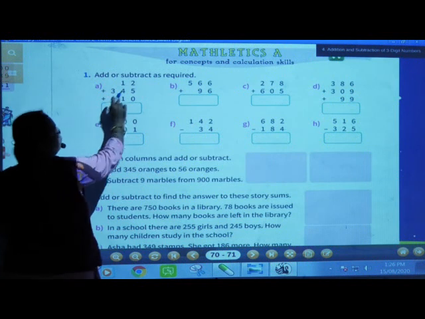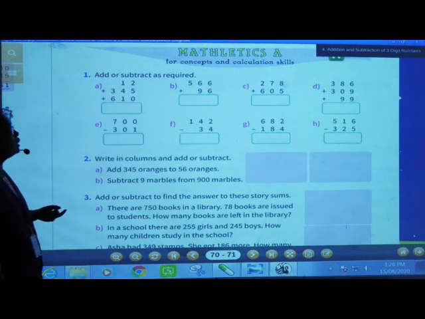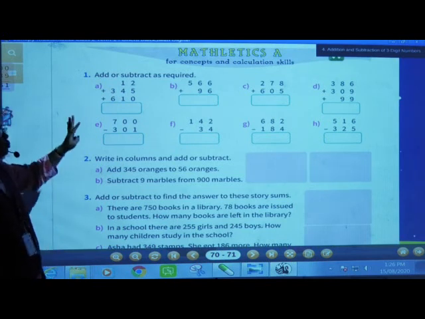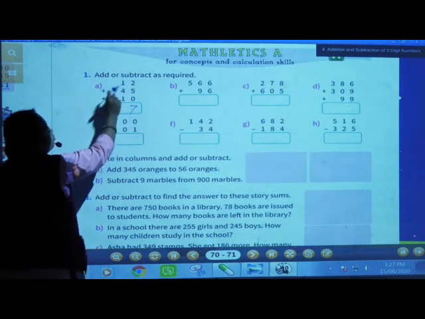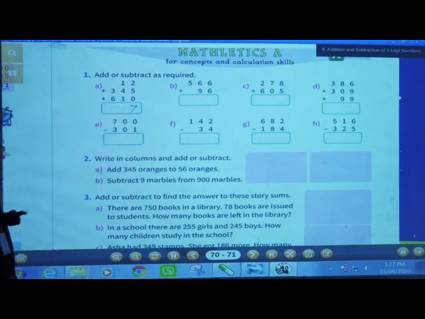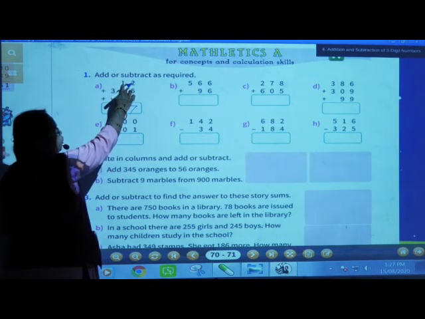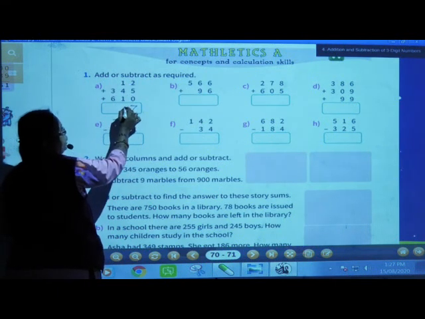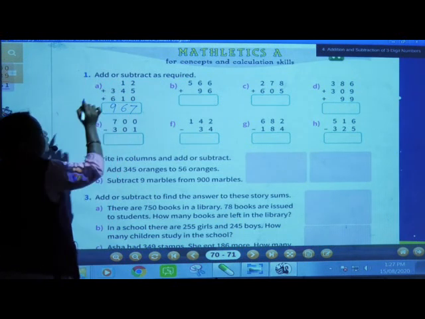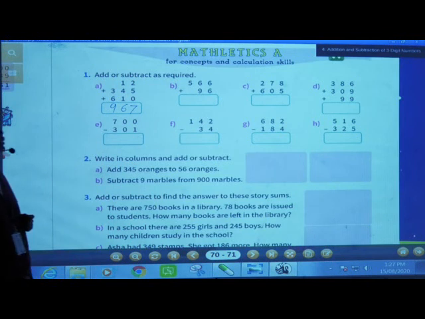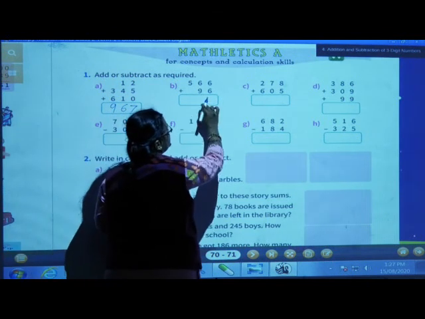So 2 plus 5 is 7 and plus 0 means nothing, so 2 plus 5 is 7. Then 1 plus 4 is 5 and plus 1, so 1 plus 4 is 5, plus 1 is 6. Then 3 plus 6 is 9. Then 6 plus 6 is 12.